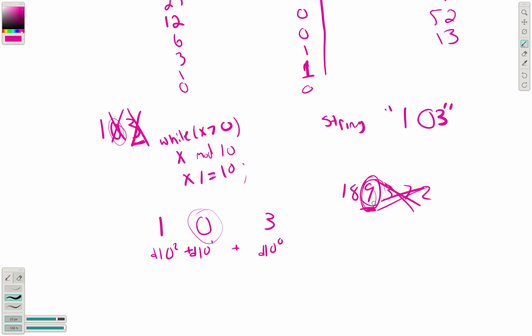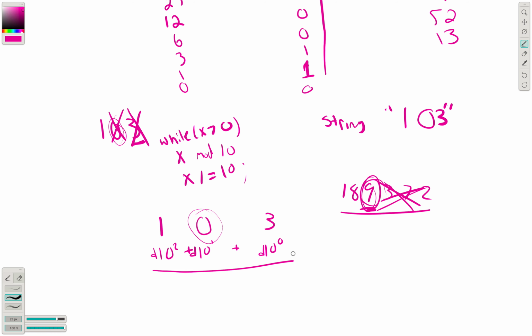Modding it by 10. That's a key concept to understand. That's the same thing here. Getting the last digit is easy. You just mod it by 10. And we're seeing it occur here, and we're also seeing it occur here.